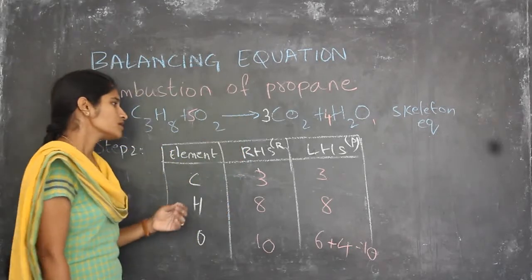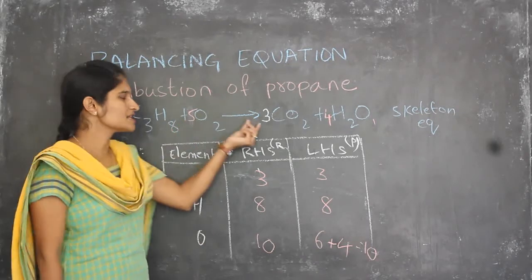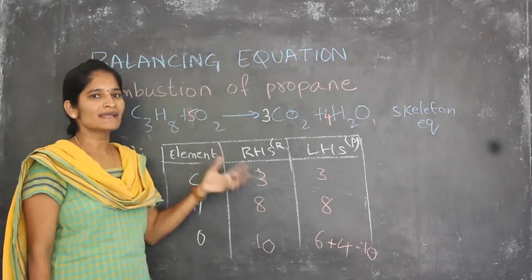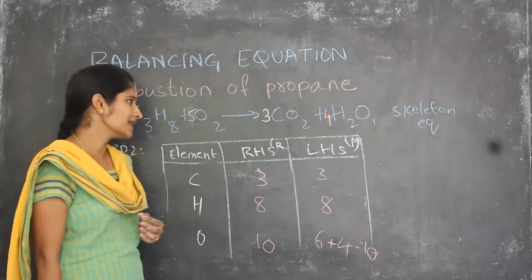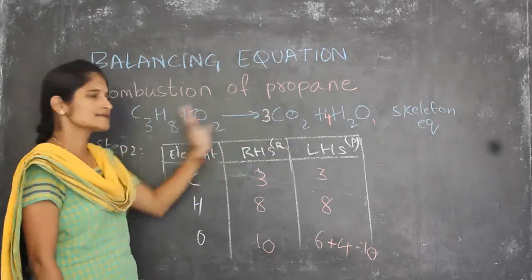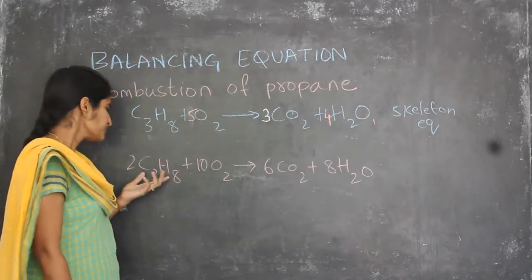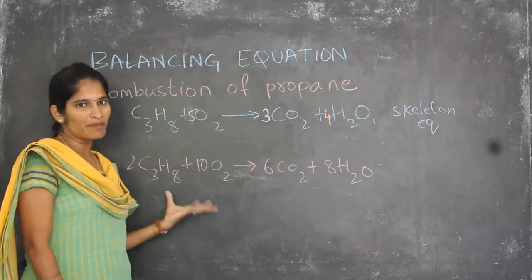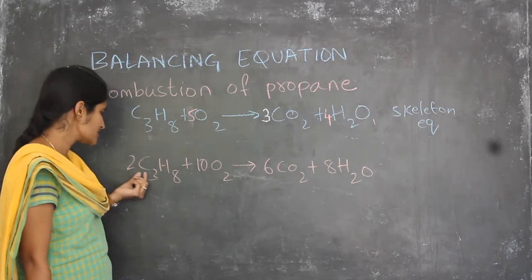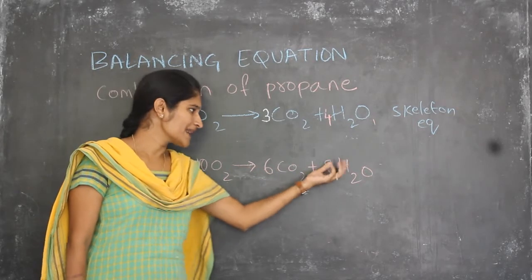Is it clear? So, in step 4, the coefficients of the molecules should be least numbers. See now, here it is 5, 3, 4 and 1. So these are the least numbers. I am assuming it for your understanding. If I got this equation when I balance this: 2C3H8 plus 10O2 gives rise to 6CO2 plus 8H2O.